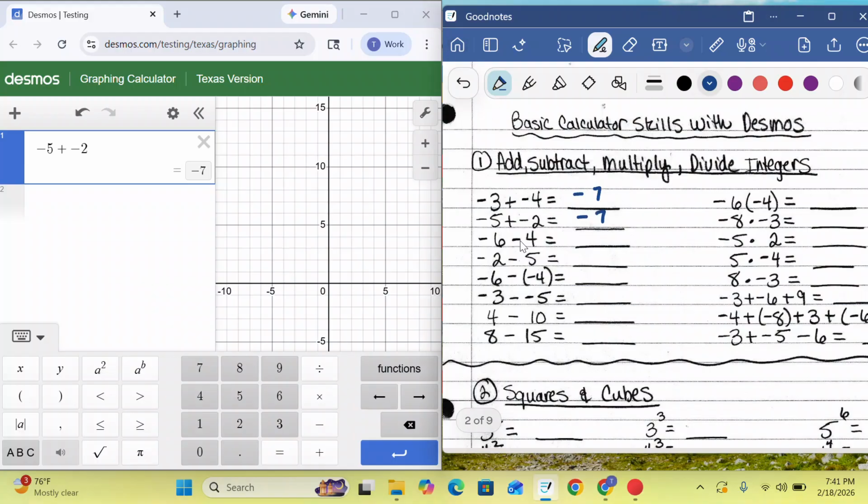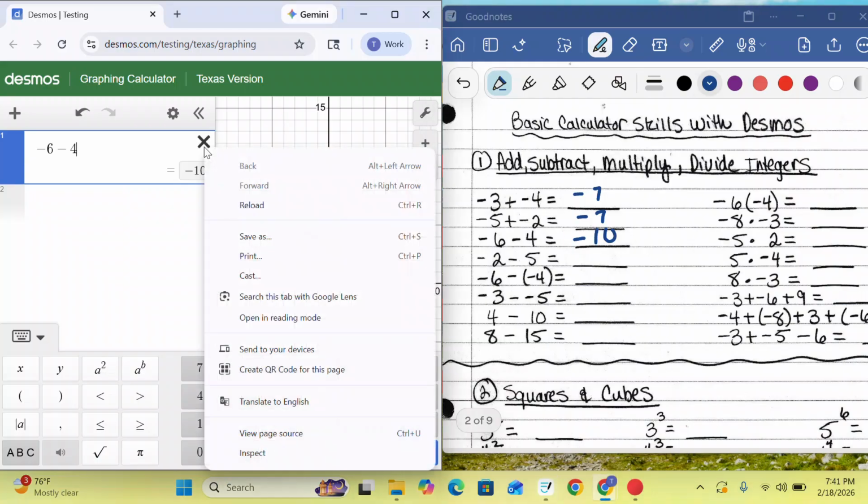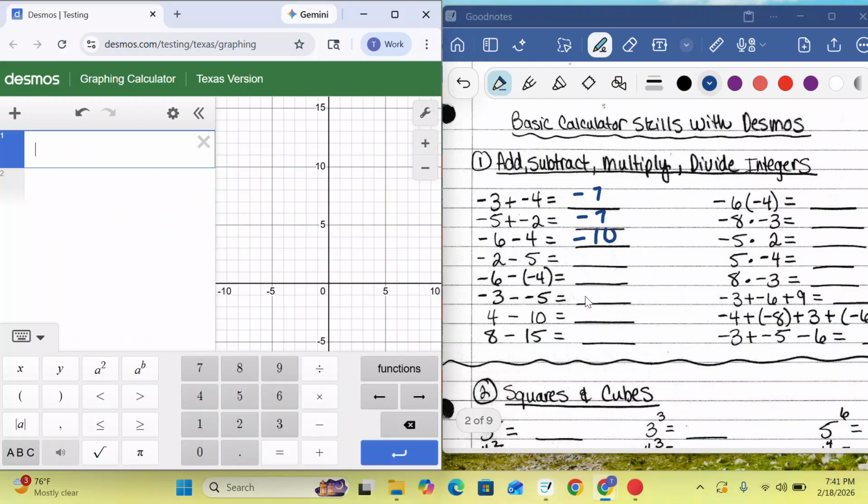The next one, number 3, is -6 minus 4. I'm just going to input it the way it is, -6 minus 4. And that is -10. Then I'm going to input it the way it is, -2 minus 5. And the answer is -7.